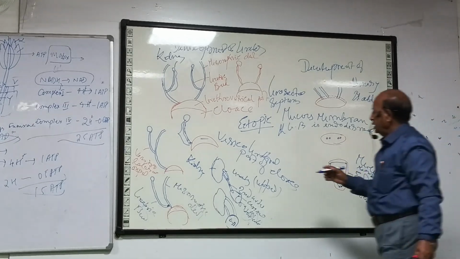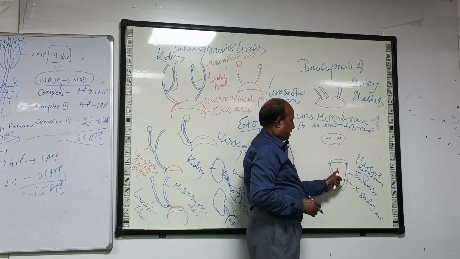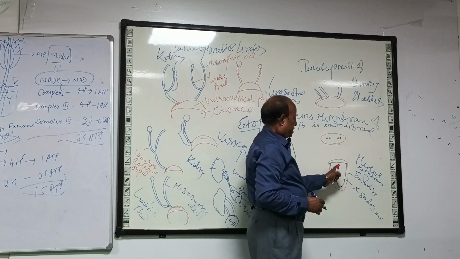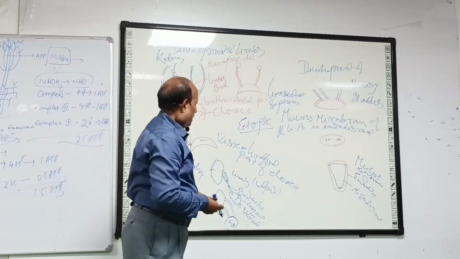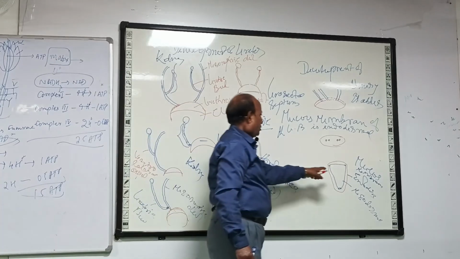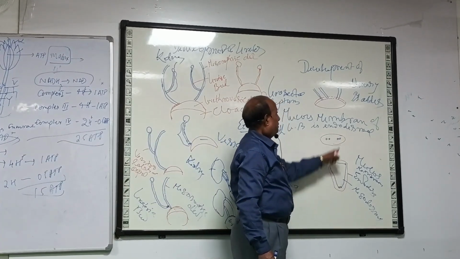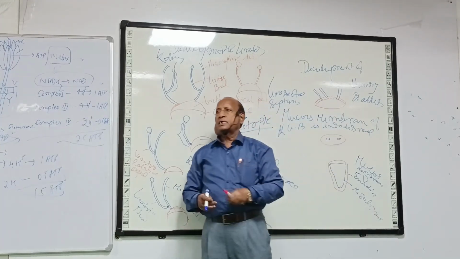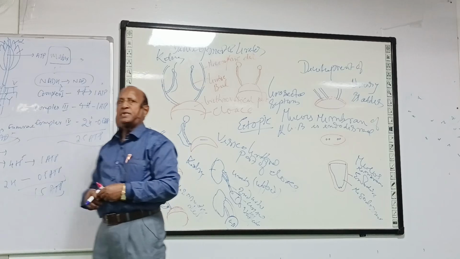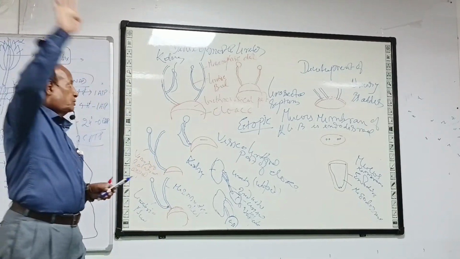So the trigone of the bladder develops from mesoderm. Why do we say mesodermal? Because this trigone of the bladder is mesodermal. For that we will see this diagram. The trigone of the bladder develops by the opening of four tubes. How many tubes? Four tubes.